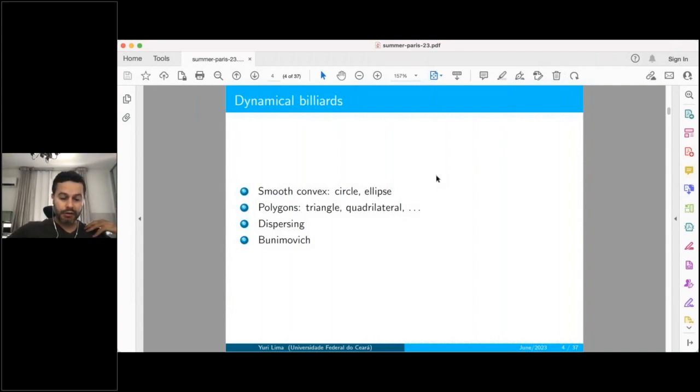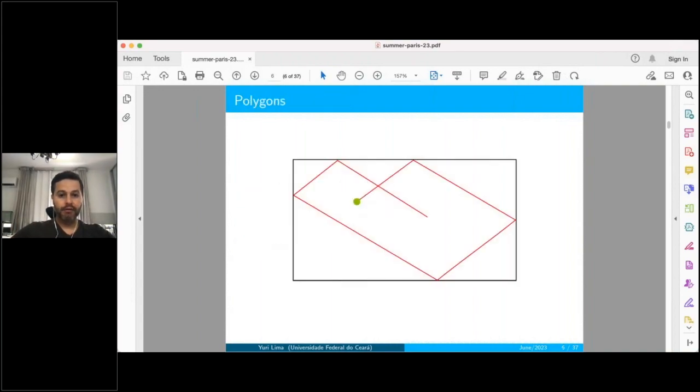The second part of dynamics that I want to discuss is motivated by the introduction of the second class of billiards, which are the polygons. And for simplification, I'm going to show the usual polygon that we have, which is the rectangle. It's actually the usual billiard table that we are used to seeing in a bar.